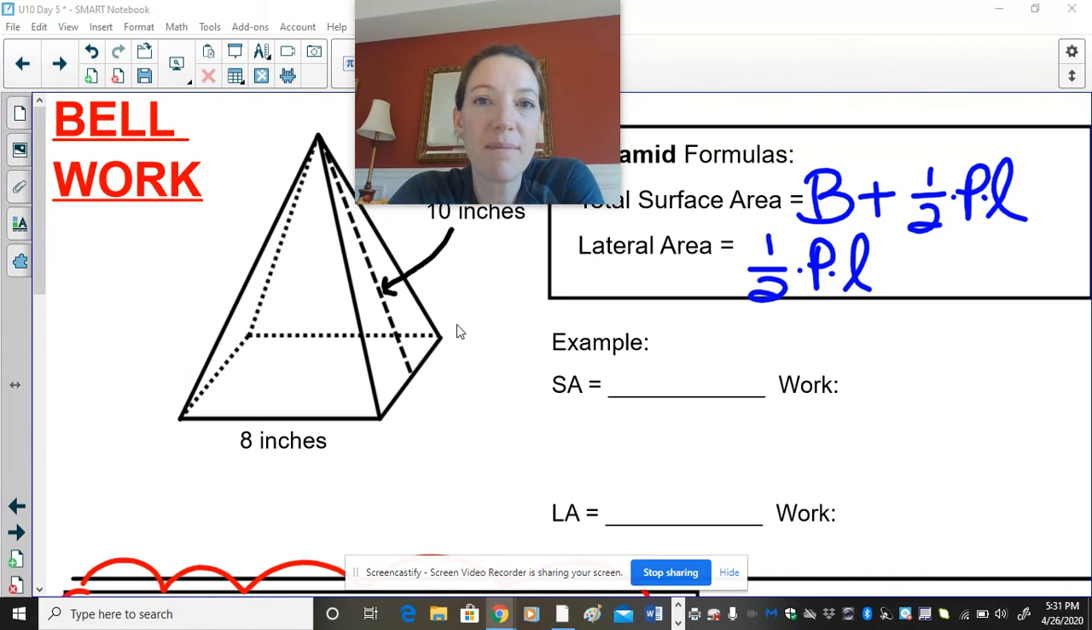Today's bell work assignment is going to focus on pyramids because that's what your lesson was from Thursday last week. And then after you complete this bell work reviewing pyramids, the main lesson for today will actually be regarding cylinders. So let's get going on some bell work problems with pyramids though.